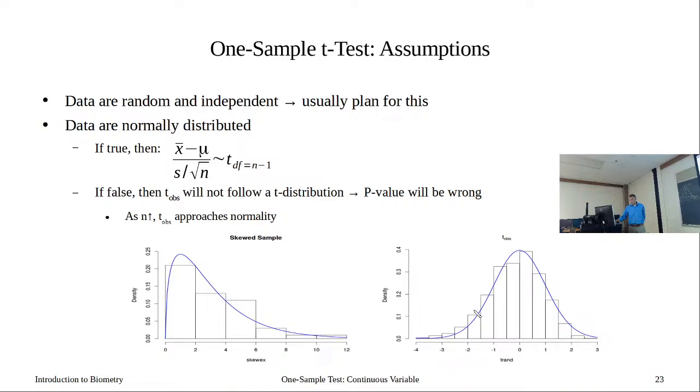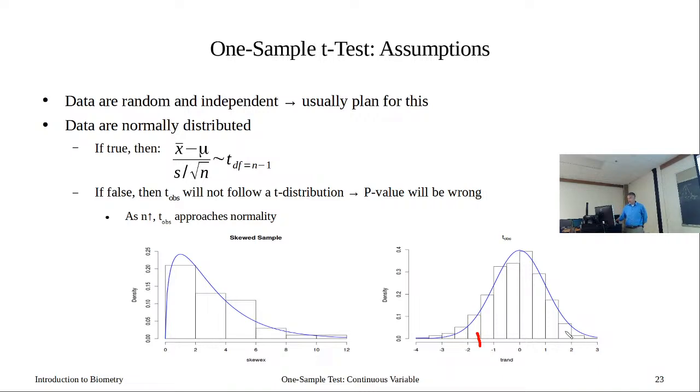Let's say we came up with a t observed value right there, and we're looking for the area to the left. Well, the area to the left of that t distribution is going to give us a p-value that's lower than what it actually is. The reason it's lower is because we're assuming it follows a t distribution, but our actual test statistic is not a t distribution. It's shifted in some way.